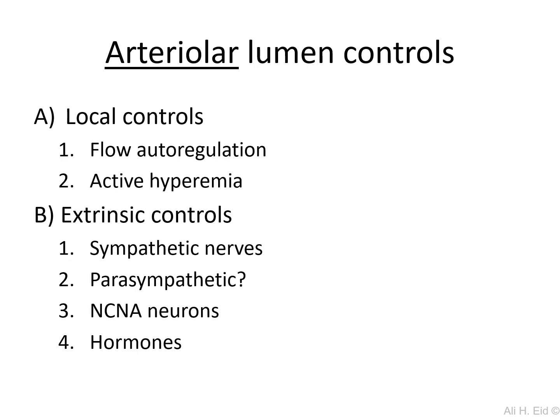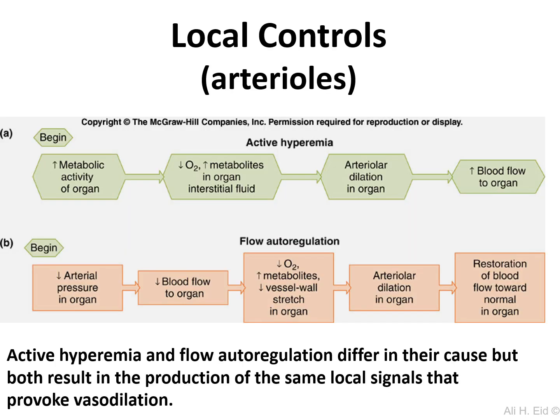So to regulate the lumen of these arterioles, there are several mechanisms in place. There are some local controls, and mostly we focus on flow autoregulation and active hyperemia. And then we also have the extrinsic controls, which include sympathetic nerves, very little, if anything, from the parasympathetic, as we will see, non-cholinergic, non-adrenergic neurons, as well as hormones. The local controls that we started with are two basic ones, the active hyperemia and the flow autoregulation.